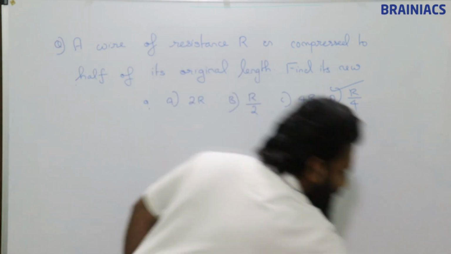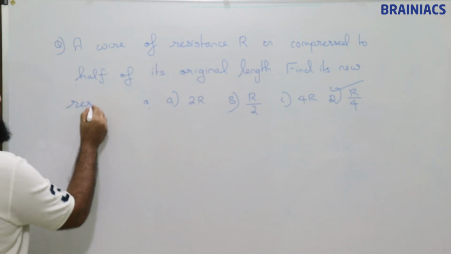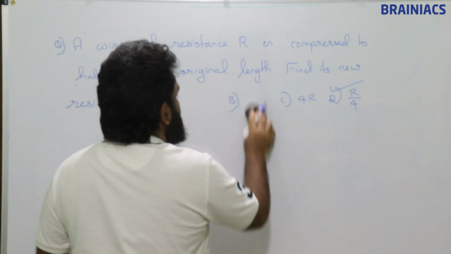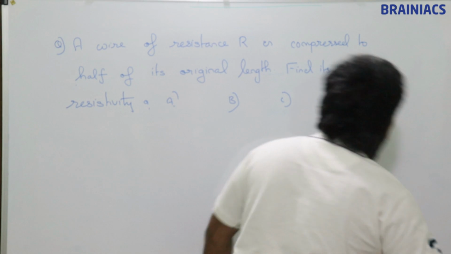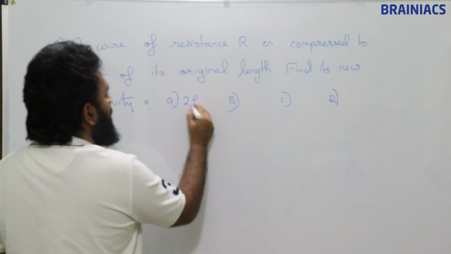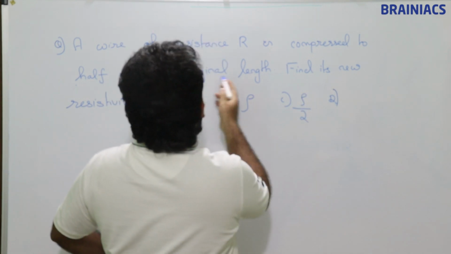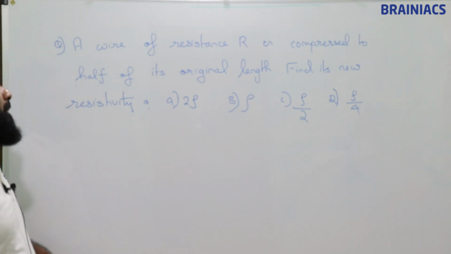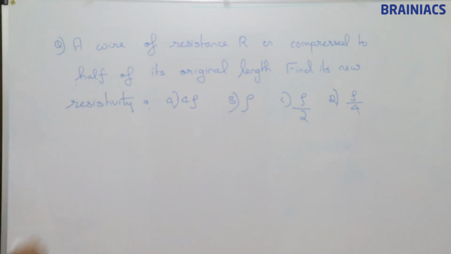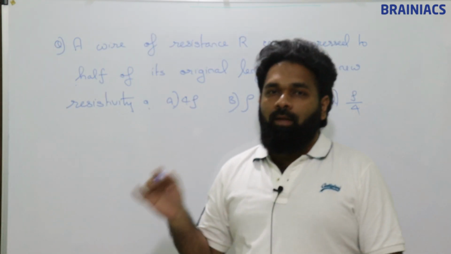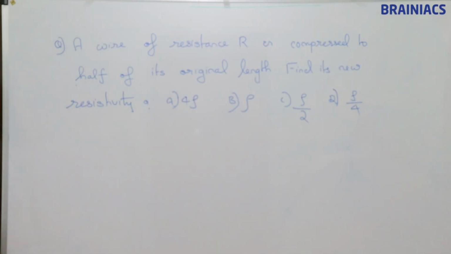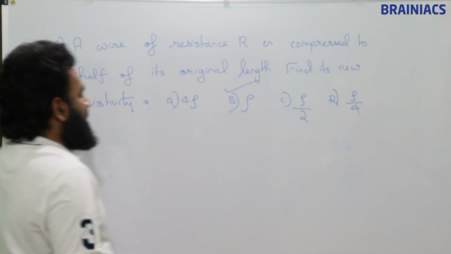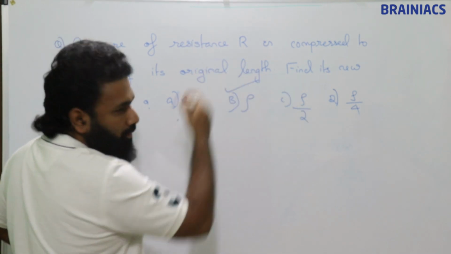Now suppose they change the question: find its new resistivity. We will change the options. Rho by 2, rho by 4, 4 rho. So what will happen to resistivity? Think for a while, answer yourself, verify the answer here. Pause the screen, think. So what is the answer you are getting? The answer is B. Some of you might have got 4 rho or rho by 4 also.